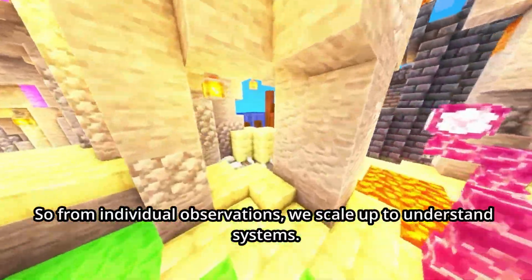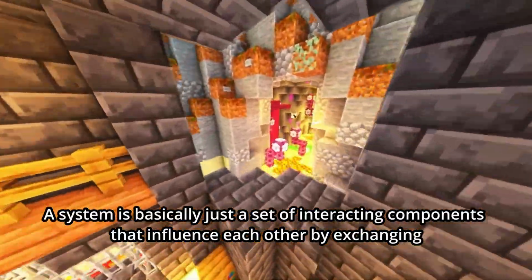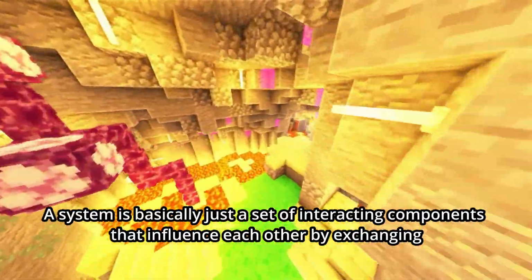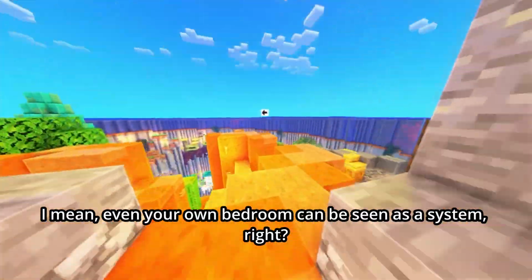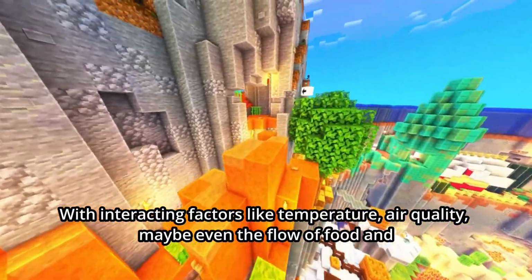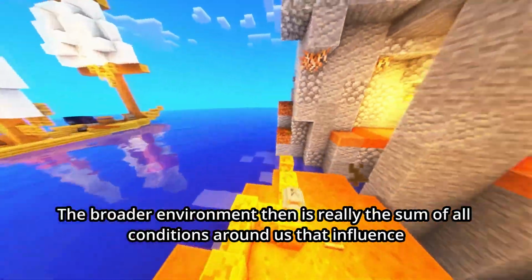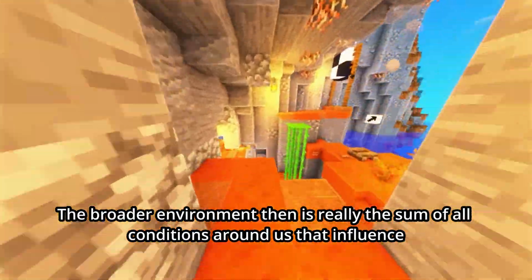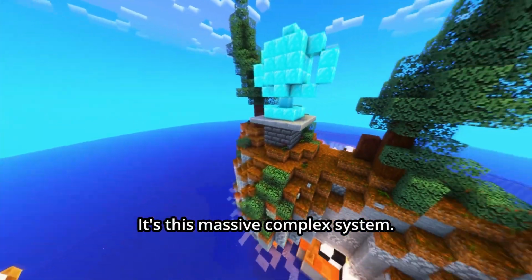So from individual observations, we scale up to understand systems. A system is basically just a set of interacting components that influence each other by exchanging energy or materials. I mean, even your own bedroom can be seen as a system, right? With interacting factors like temperature, air quality, maybe even the flow of food and waste in and out if you're messy. Yeah. The broader environment, then, is really the sum of all conditions around us that influence life. It's this massive, complex system.